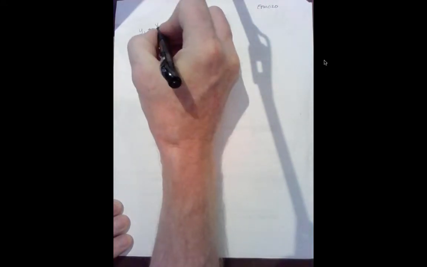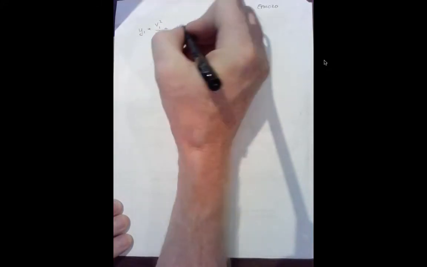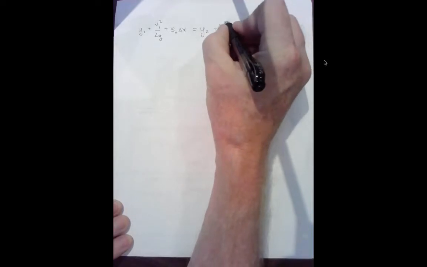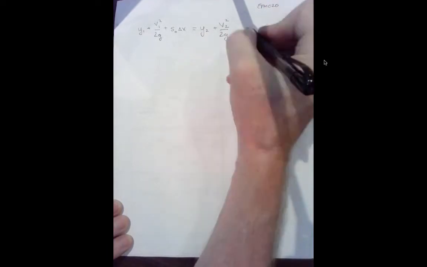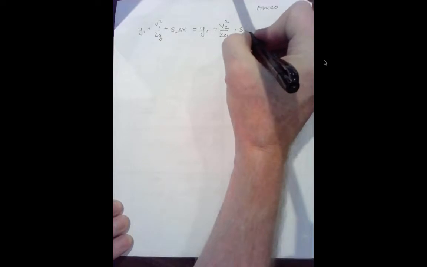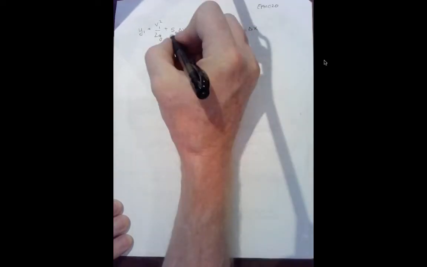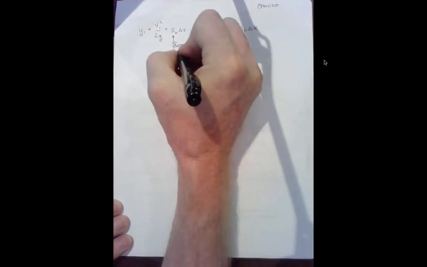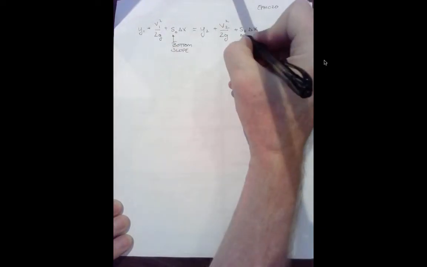and that was y1 plus v1 squared over 2g plus S naught delta x is equal to y2 plus v2 squared over 2g plus S sub f delta x, where that's the bottom slope and this is the energy slope.